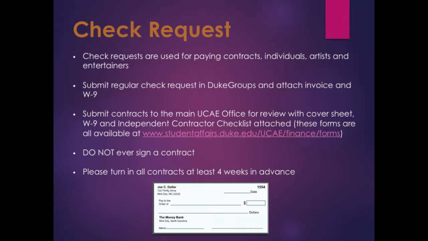First, the president, treasurer, or authorized spender will need to submit the online check request form through Duke Groups. A paper version of the contract must be turned in with a current W-9 to the main UCAE office. If you need to pay an invoice, you can upload the invoice to the check request in Duke Groups. If the payment is going to an individual, you also need to submit the independent contractor checklist. Depending on the payment type, additional paperwork may be required.